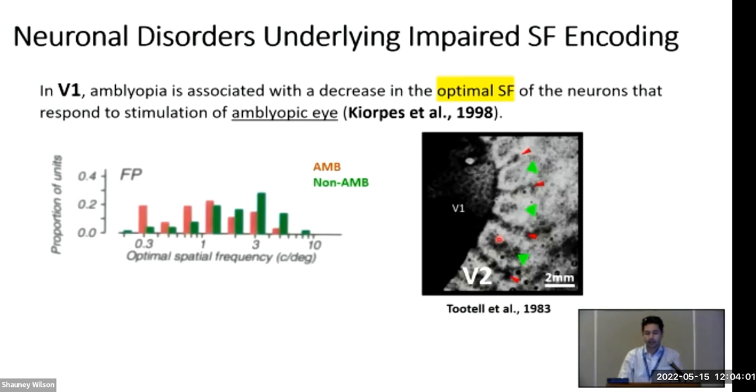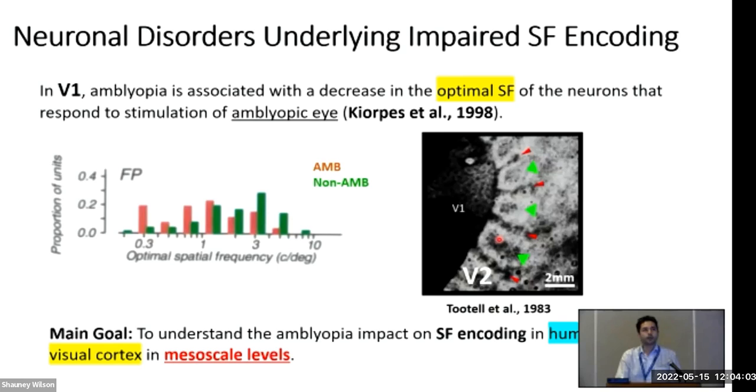So in this study, we jumped into studying these areas at the mesoscale level. We tried to localize thin and thick stripes and then understand the impact of amblyopia on spatial frequency encoding in them. And more importantly, we are doing that directly in humans in vivo.